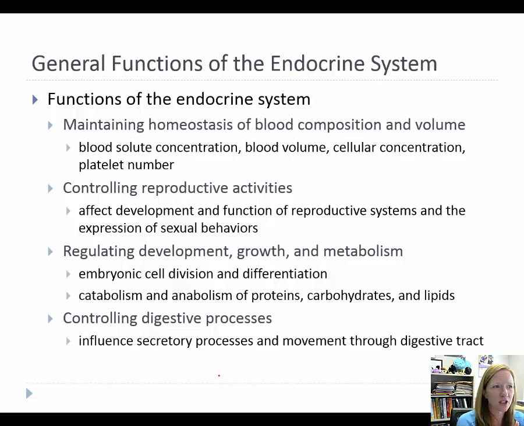So in the next section, we're going to take a look more at the endocrine glands of the endocrine system. So until next time.